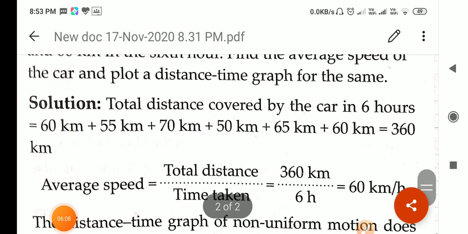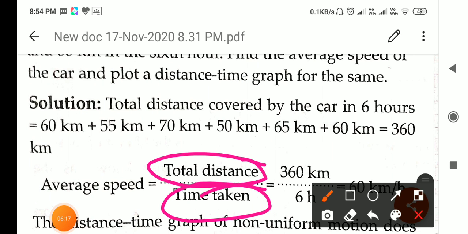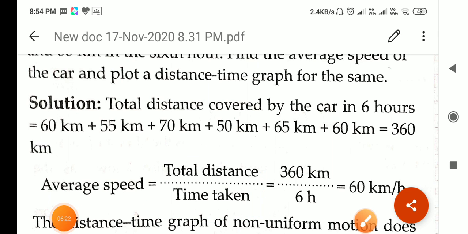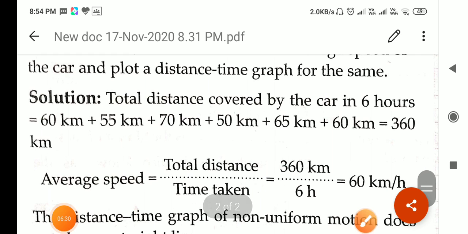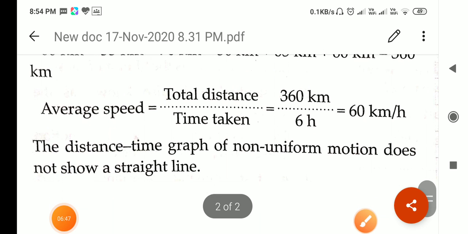Then see, for finding average speed you have to take the total distance upon total time, right? The formula of average speed is total distance upon total time. Then what you have to do, you have to add all these distances. You have to add the distance covered in the first hour, then the second hour, third hour, fourth hour, fifth hour, sixth hour. For all the hours you have to add the distances, and you will put the total time as the time.